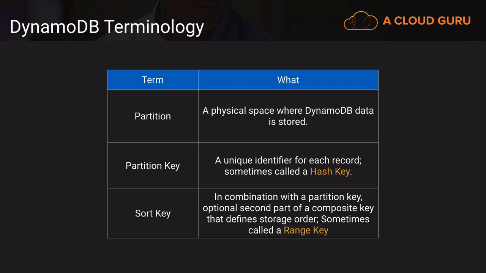So if we recall back to our lesson on DynamoDB, we have this concept of a partition. That's a physical space where DynamoDB stores the data, and these are divided up into 10 gigabyte chunks. We also have the partition key, and that's that unique identifier. It's also sometimes called a hash key, and you'll see why later. Then we have the sort key, and in combination with the partition key, you can create a composite key that defines how that record gets stored and how it can be retrieved. And sometimes this is called a range key.